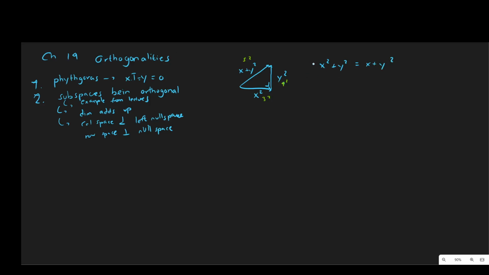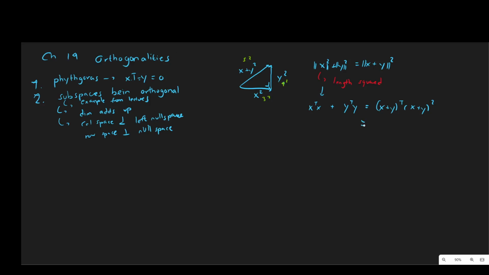In linear algebra we are interested in the vector world, so we need to add this notation here, which means the length of the vector. So this is the length squared. I will discuss this in more detail in other videos. Length squared, okay. And this will translate to x transpose x plus y transpose y equals x plus y transpose x plus y.